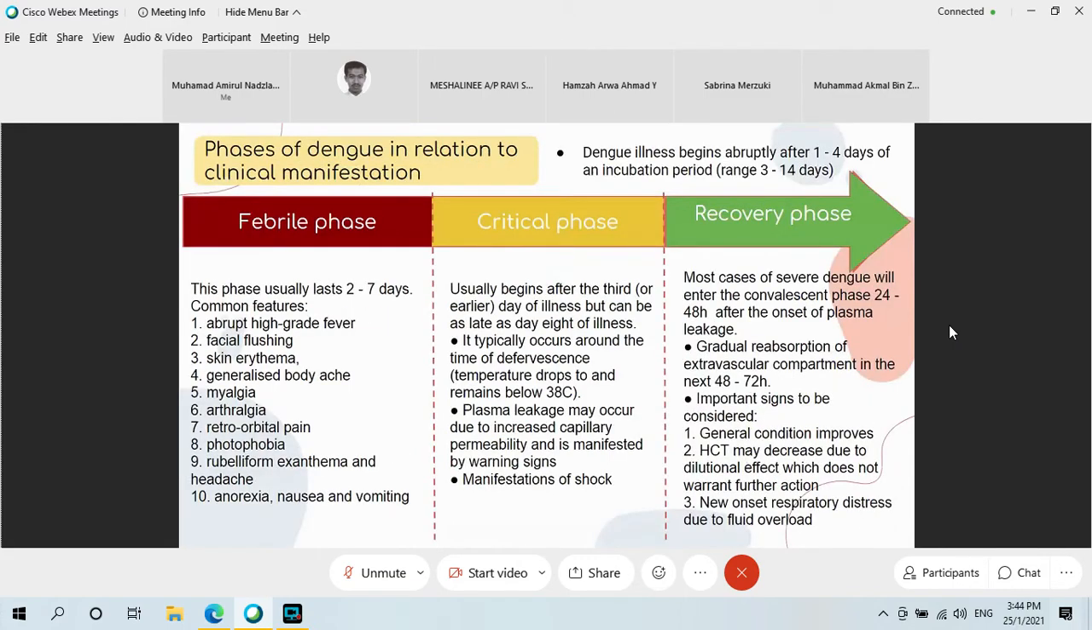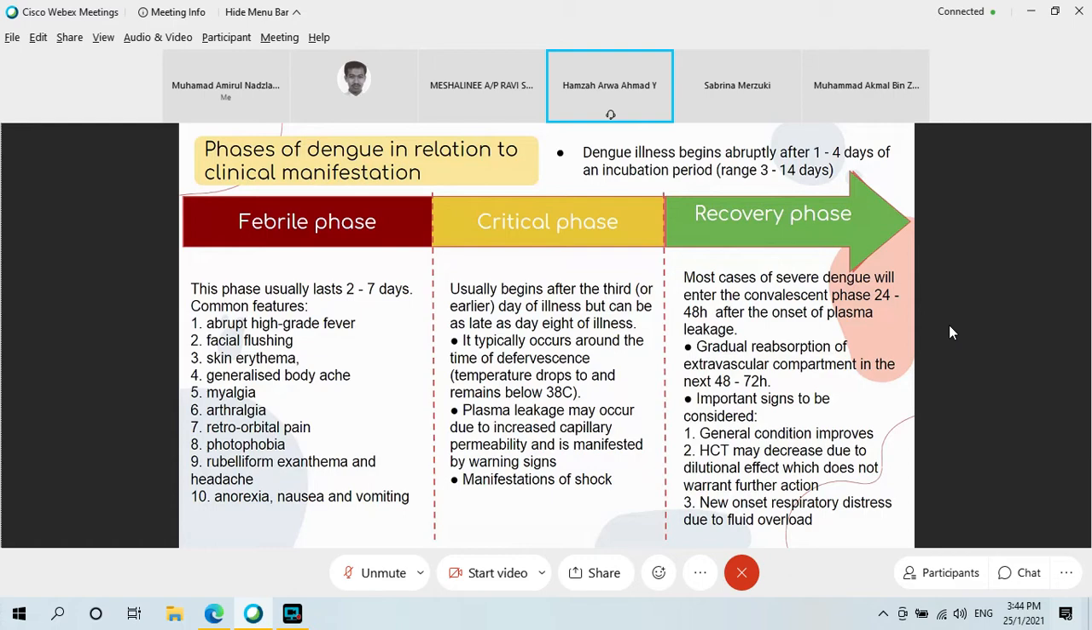So these are the phases of dengue in relation to the clinical manifestations. The first phase is the febrile phase. It is an early phase of the disease, and it is difficult to differentiate dengue from other childhood illnesses. Therefore, they perform the tourniquet test with the full blood count. In this phase, it usually lasts from 2 to 7 days.